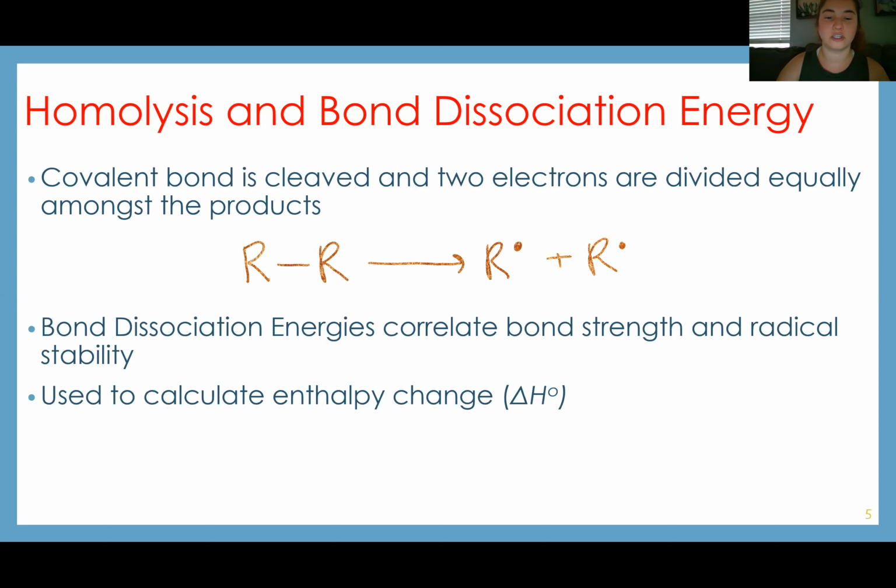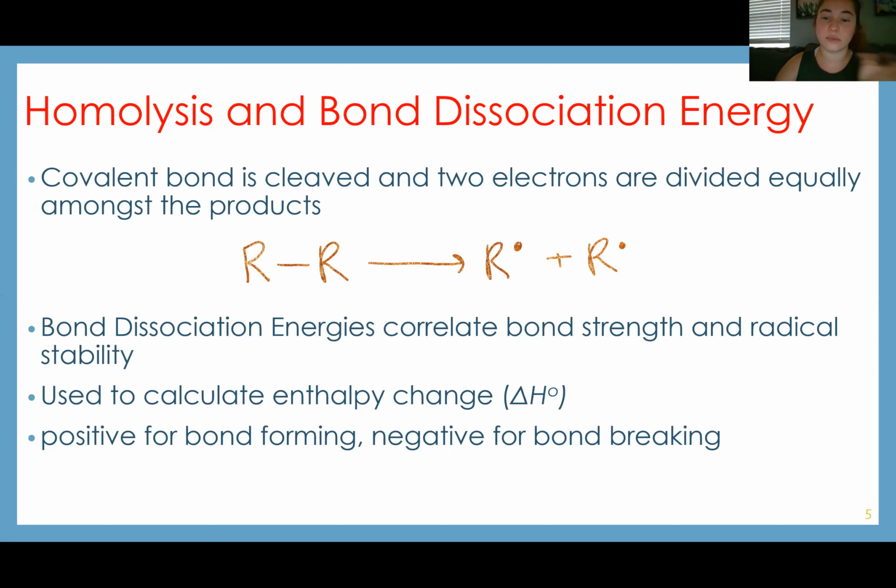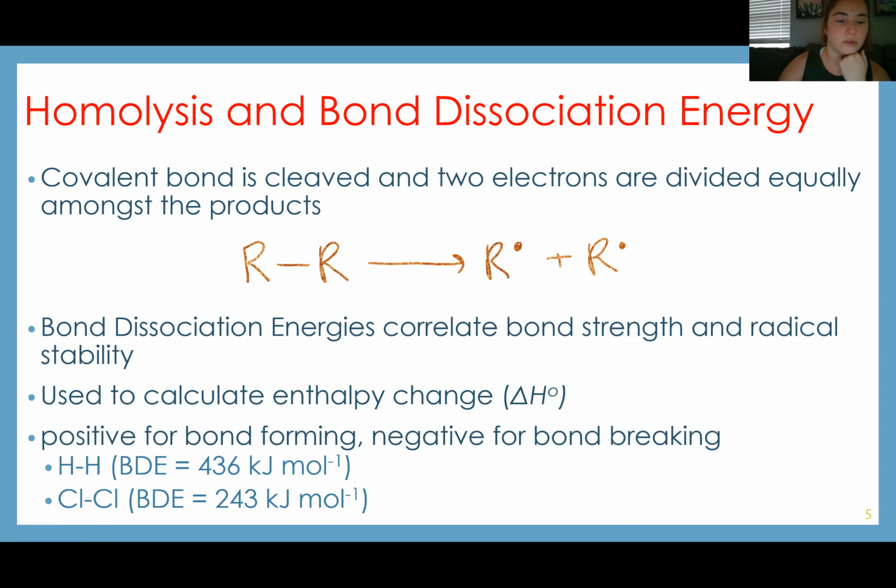You took the energies of bonds that were broken and energies of bonds that were made and added them together to figure out the delta H. So these values are positive for bond formation and negative for bond breaking. Just for reference, the hydrogen-hydrogen bond is a fairly stable bond. The bond dissociation energy for a hydrogen-hydrogen bond is 436 kilojoules per mole. But for chlorine, it's 243 kilojoules per mole.